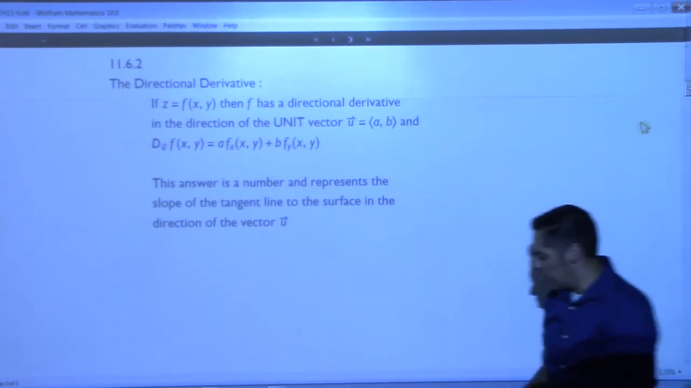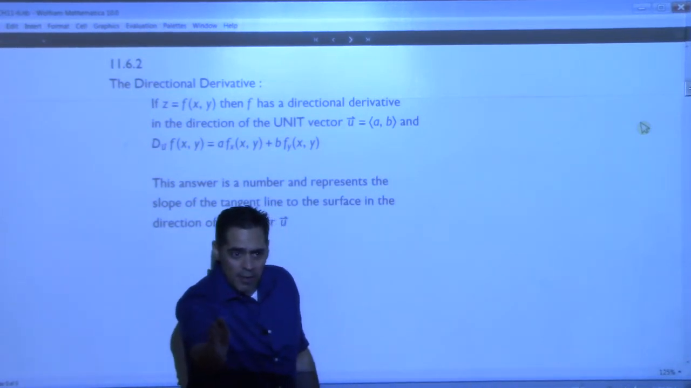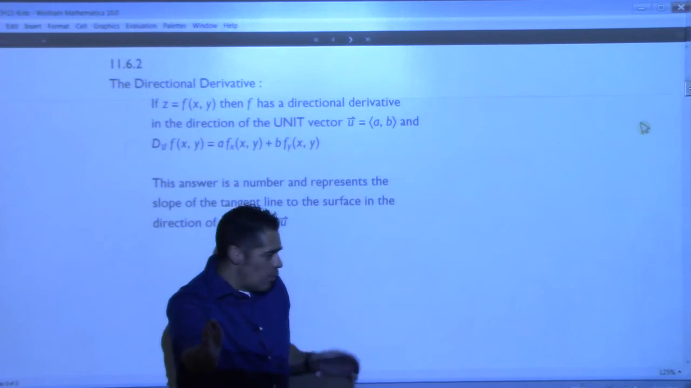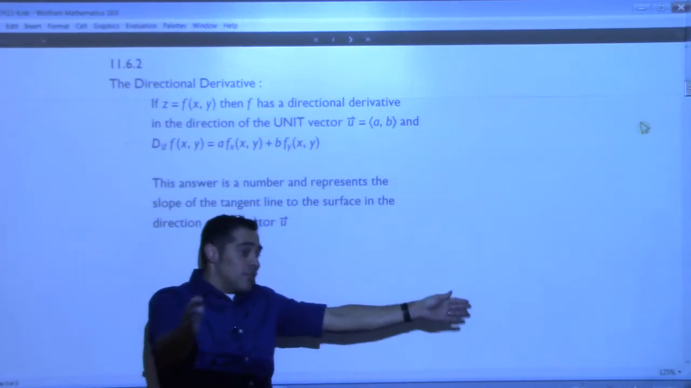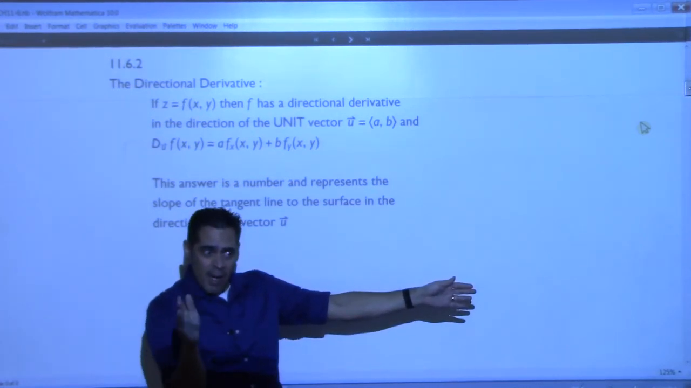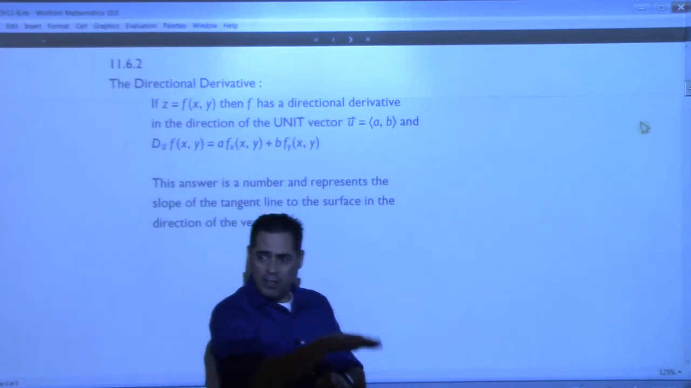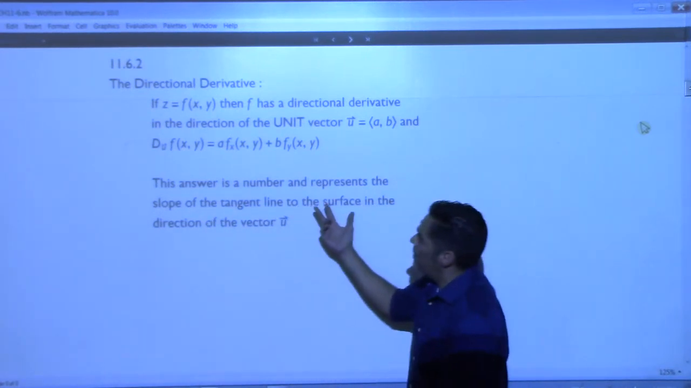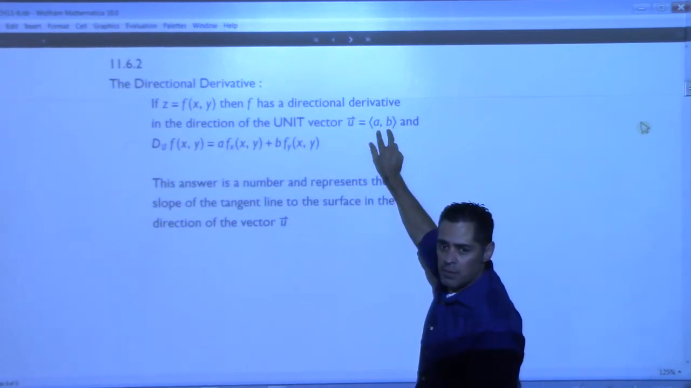So basically what you're doing is kind of like this. We know how to do this, right? That's the partial of f with respect to x. We know how to do that. That's the partial of f with respect to y. If I want to point out in that direction somewhere, then I'm just going to scale this by something and scale this by something, and that's going to give me the slope here. And what we scale it by is what? Just the components of the unit vector.